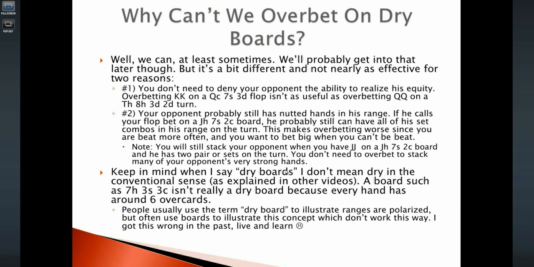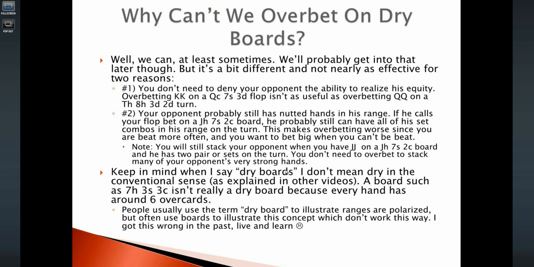So most people would consider a board like 7-3-3 incredibly dry, but it doesn't really work the way we want a board to work when we talk about a dry board, because ranges aren't super polarized on the 7-3-3 board. In other words, hands like pocket 10s, pocket 9s, pocket 8s, 7x are going to be outdrawn all the time by overcards, so it's almost like there's tons of hands in both players' range that function as pretty good draws, like ace-queen, ace-king, queen-king, so this doesn't really work that well as a dry board.